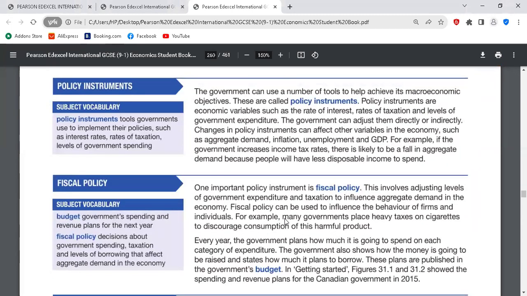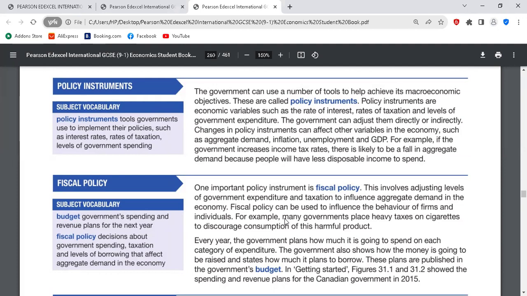Policy instruments. The government can use a number of tools to help achieve its macroeconomic objectives. These are called policy instruments. Policy instruments are economic variables such as the rate of interest, rates of taxation, the levels of government expenditure. The government can adjust them directly or indirectly. Changes in policy instruments can affect other variables in the economy, such as aggregate demand, inflation, unemployment, and GDP. For example, if the government increases income tax rates, there's likely to be a fall in aggregate demand because people will have less disposable income to spend.